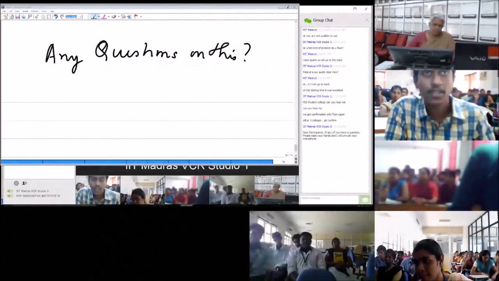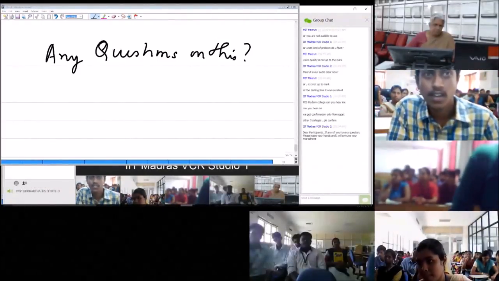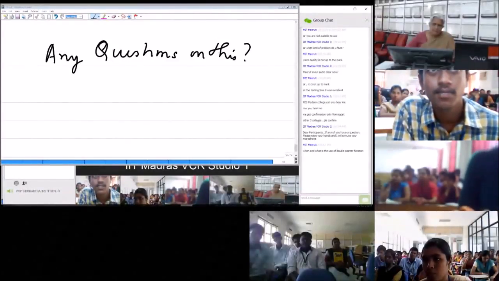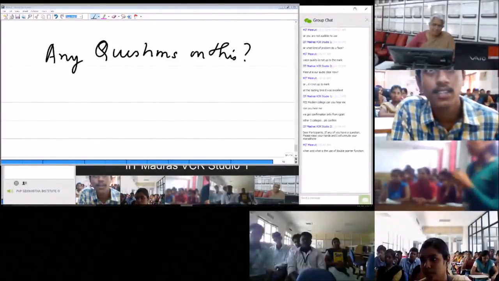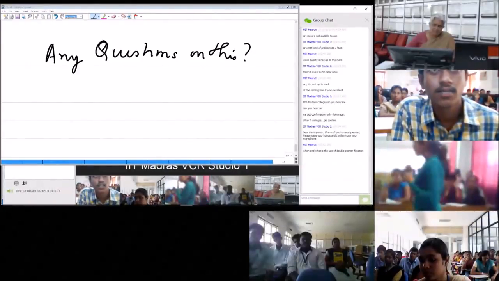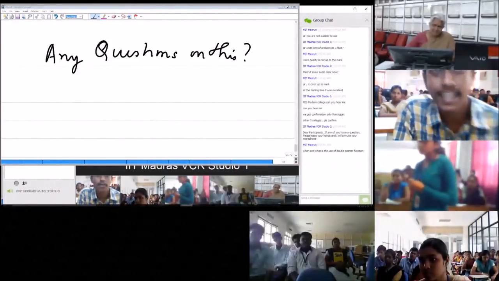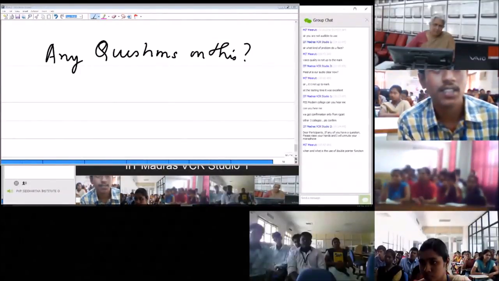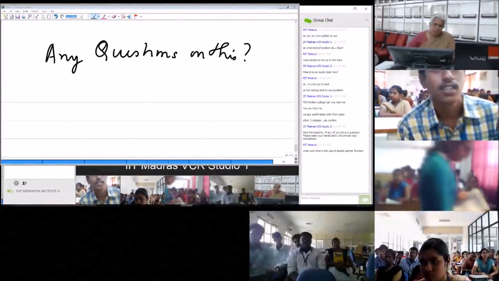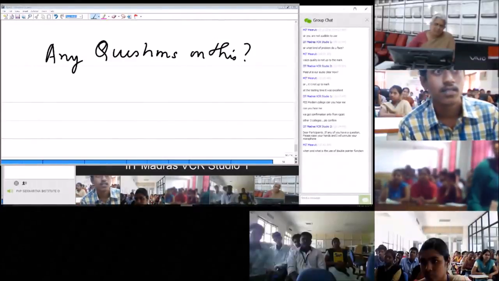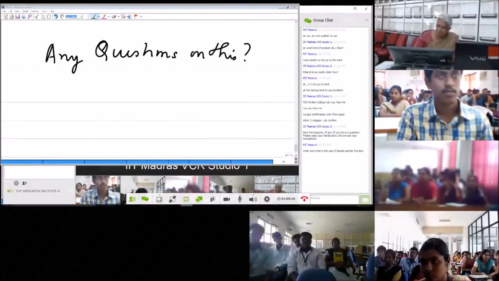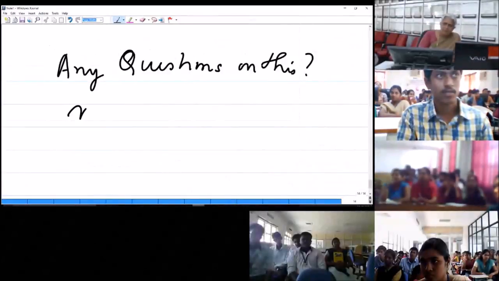We have a doubt regarding permutations and combinations. What are the best algorithms for writing permutations and combinations? What do you mean by best algorithms? I mean the efficient technique for writing the permutations, forming the sets. Okay, let us take nCr. Let's say I have to compute nCr.